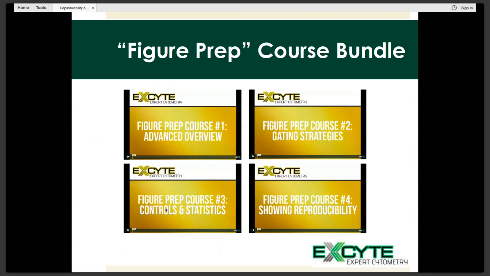So no matter what design software you use to create your scientific figures, be it Illustrator, Photoshop, or even just PowerPoint, this course will show you how to set your axes, how and where to add stats, as well as which stats to show, just as an example.